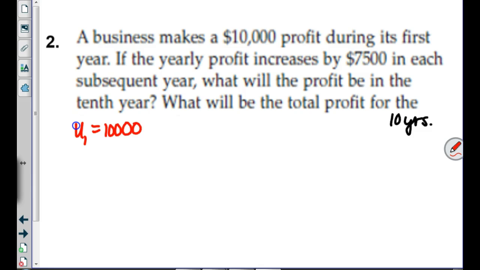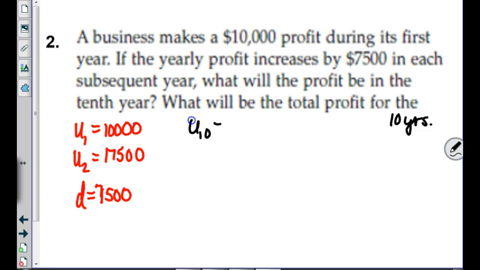Can you tell me what's going to happen then? The second year it's going to make, okay, so this is pretty clear that it's just going up by what? Okay, and that makes it what kind of sequence? Nice. So the D is 7,500. Okay. Now, what will the profit be in the 10th year? We don't need a sum yet, right? So how do we find the 10th year?